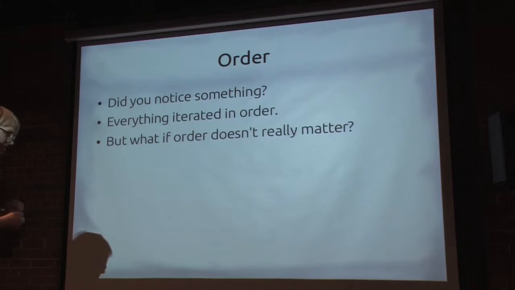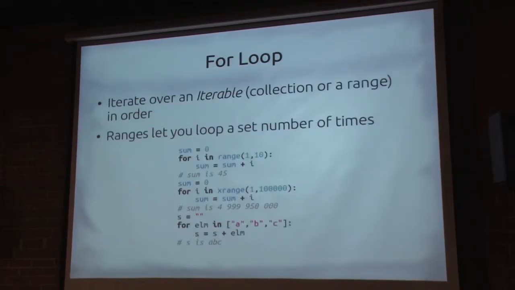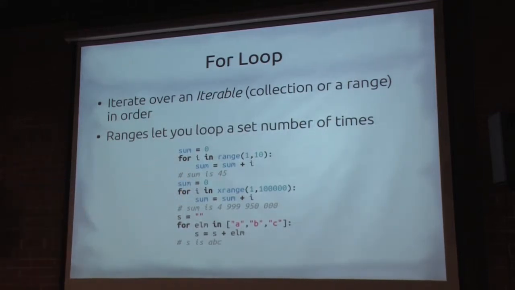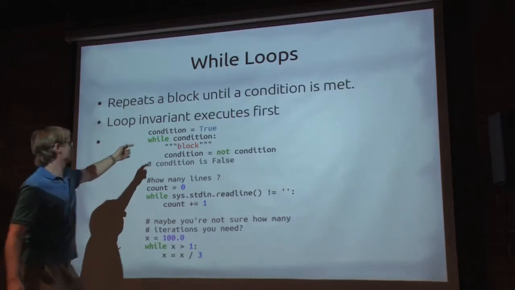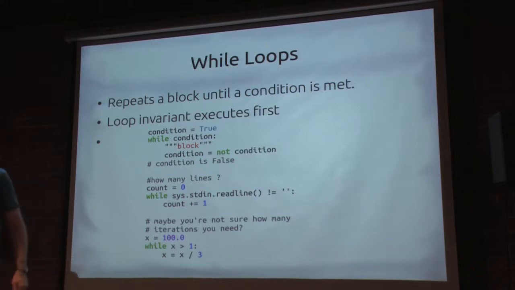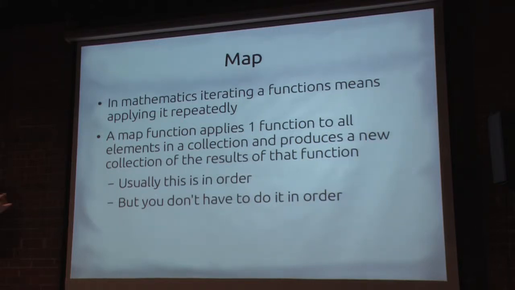So if you noticed, in every single case there, we had a general evaluation order, and we also had lots of dependencies. So in this case, sum was a dependency and i was a dependency. In this case, condition was a dependency, count was a dependency, x was a dependency in both cases. So you really gotta consider, do we need to do these things in order? Is it always necessary? What if order doesn't actually matter? This brings us to the map function.